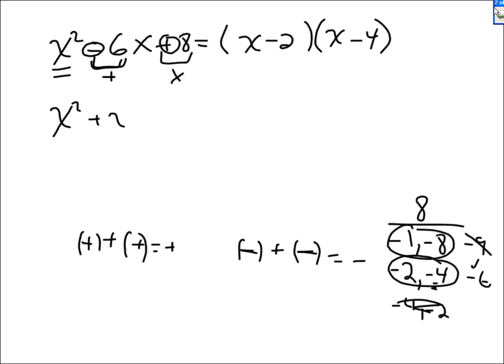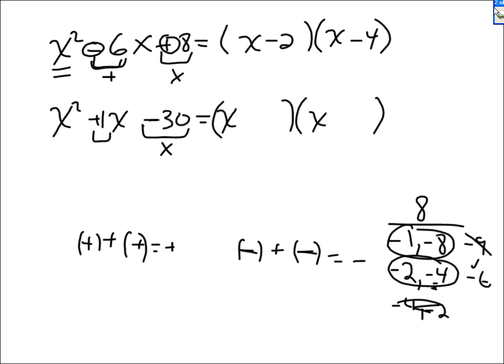X squared plus x minus 30. Well, you should understand it's 1x. And since it's x squared in front, and it's going to be that way for the whole section because the leading coefficient is supposed to be 1, I want two numbers that multiply out to 30 but add up to 1.